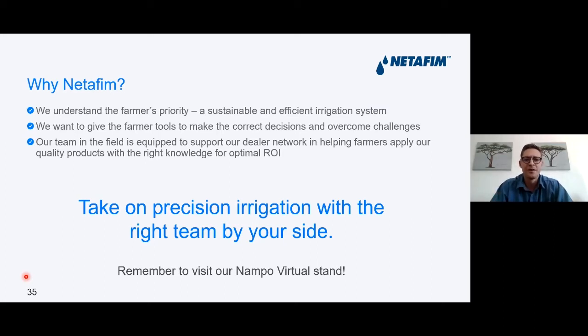So why Netafim? First of all, I really think we understand the farmer's priority, and it's very important for us to also move forward in a sustainable and efficient way with your irrigation system. We all know that the population is rising, and water is our scarcest resource, and we need to look after that, and we can't stress it enough at this stage. So we want to give the farmer the tools to make the correct decision and overcome challenges. And our field team is really equipped to support the dealer network in helping farmers to apply the quality products with the right knowledge for optimal return on investment.